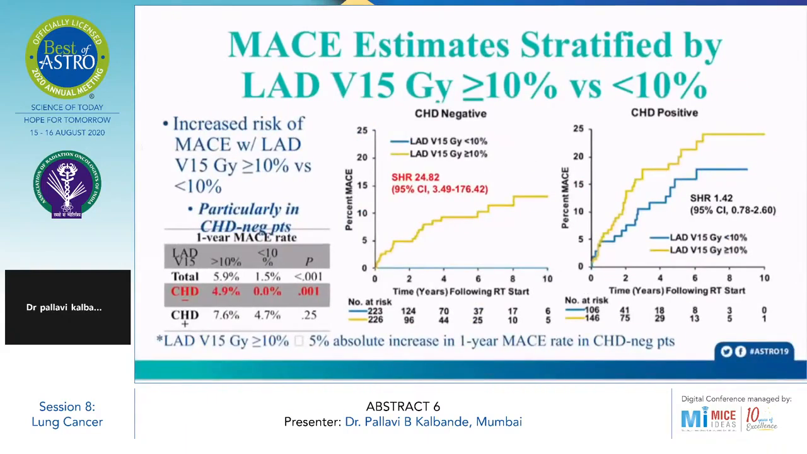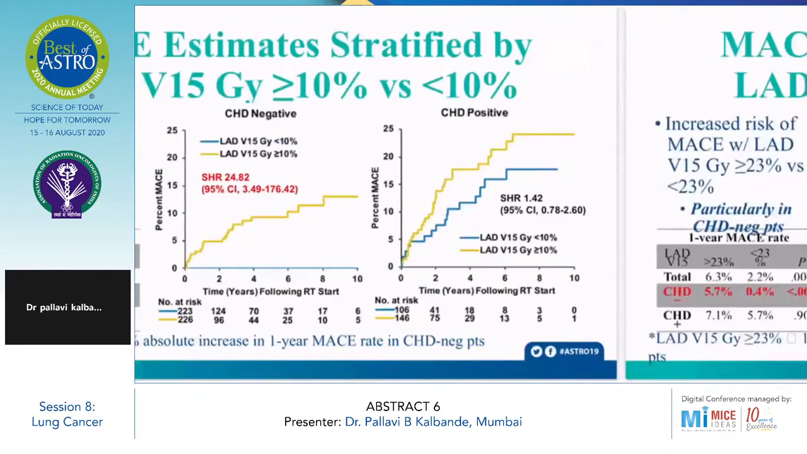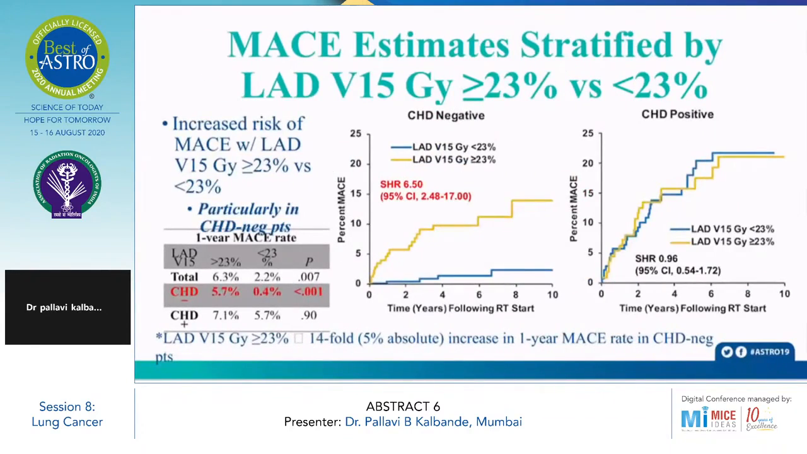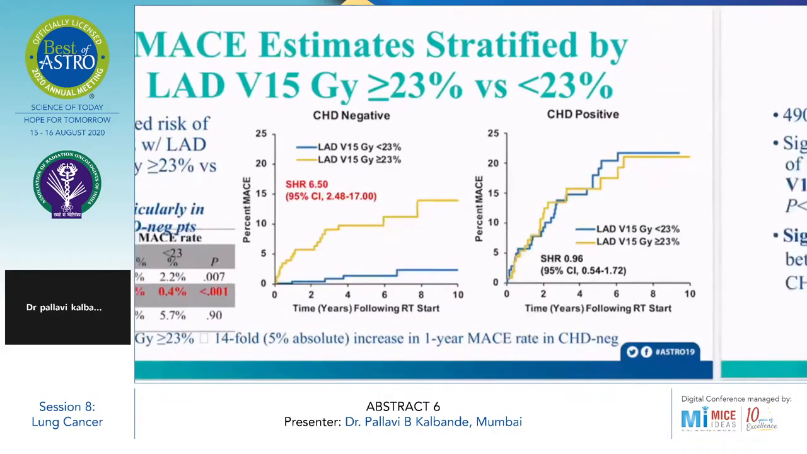When they analyzed CHD negative and CHD positive patients separately, the results were similar, with a significant p-value in CHD negative patients, and the curves were widely separated. That is LAD V15 gray more than 10% versus less than 10%. They again estimated LAD dose with V15 gray more than 23% and less than 23%, and found a significant difference between the two groups in CHD negative patients; the difference was more significant in CHD negative patients as compared to CHD positive patients.